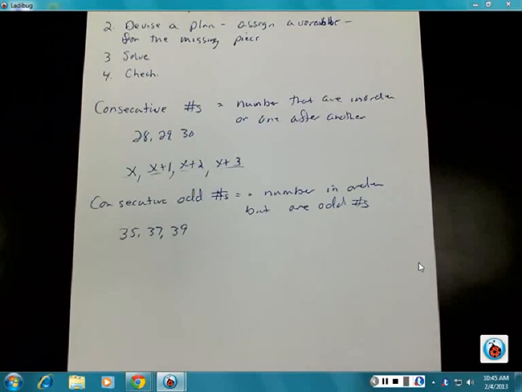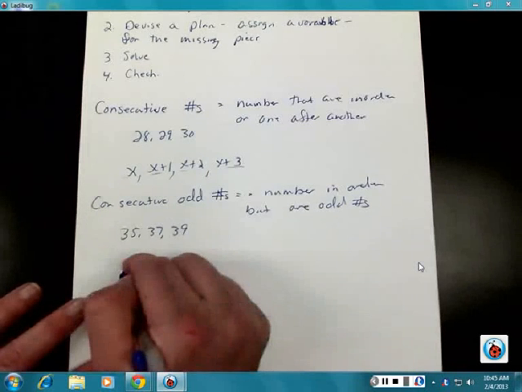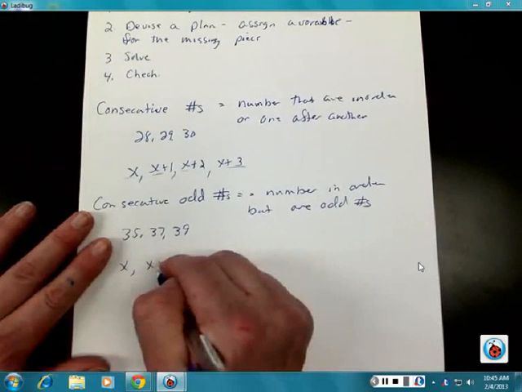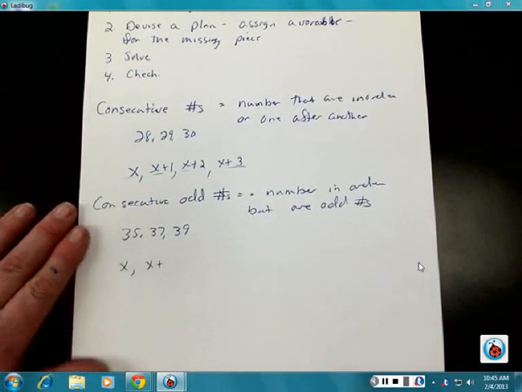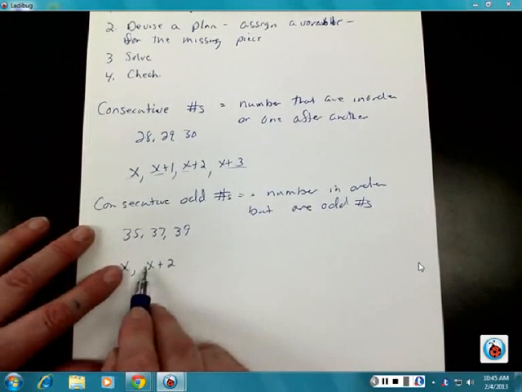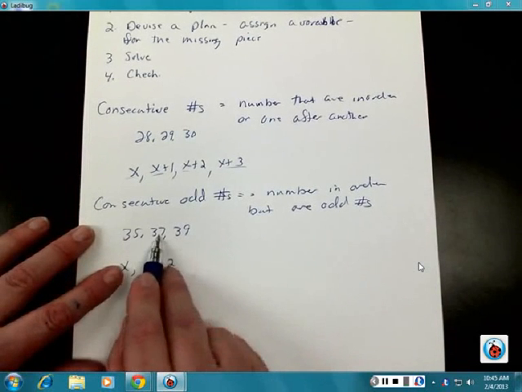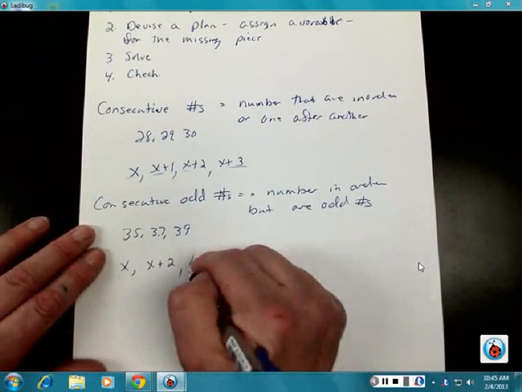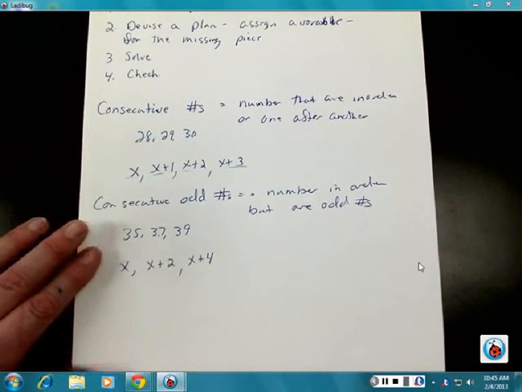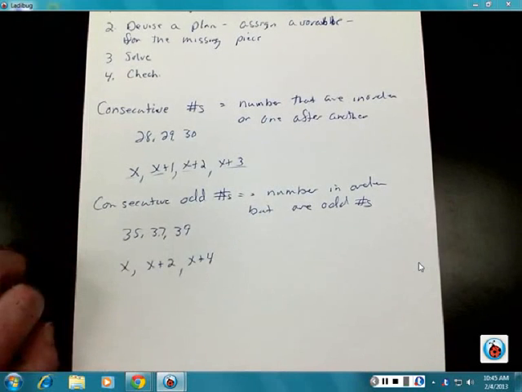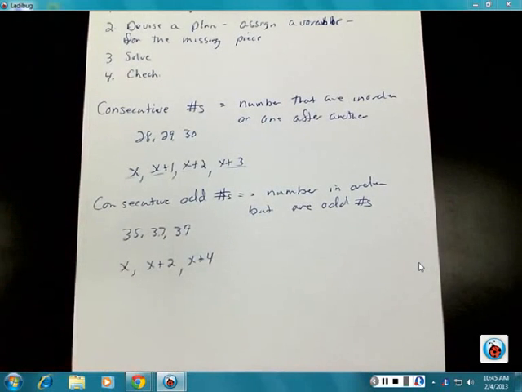Okay? Now how do I get there? If I have no clue what the first one is, how do I get the next one? It will be x plus 1. No, 2. X plus 2, because 35 is my first one. 35 plus 2 gives me 37. We okay? And then the next will be x plus 4, because 35 plus 4 gives me 39. Okay? So if you're ever stumped with consecutive numbers, just write out some.